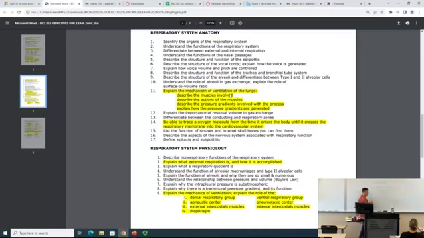Third step, we now have oxygen in the blood, and we need to move it around to get it to the tissues that need it. So third step is gas transport.